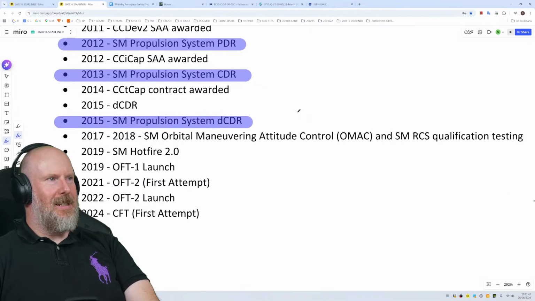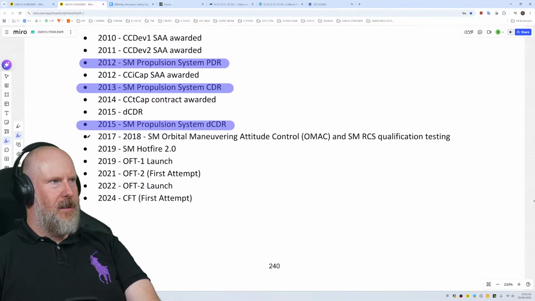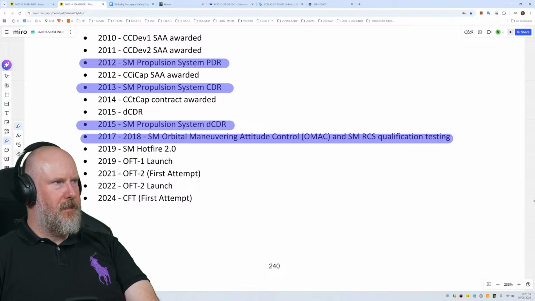DCDR, what's a DCDR? That one. Yeah, there we go. So how did they get to the point that they should go flying? How did they get over that barrier?